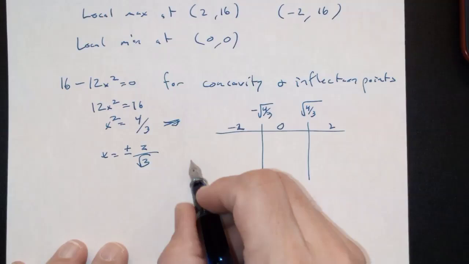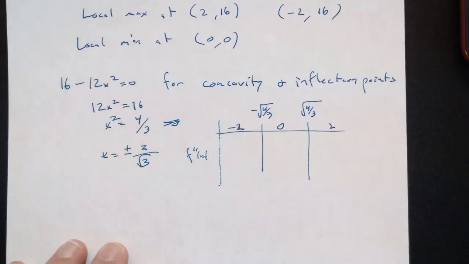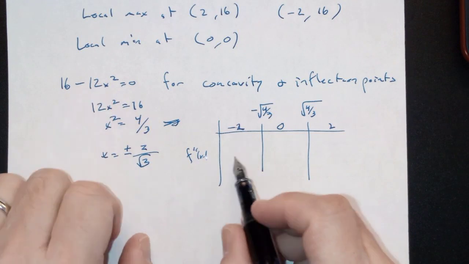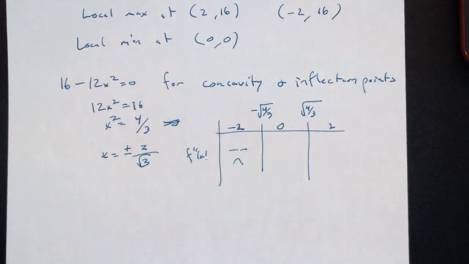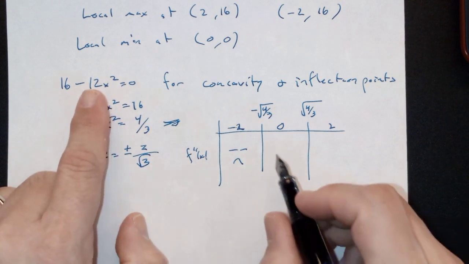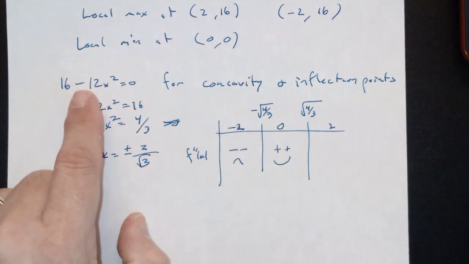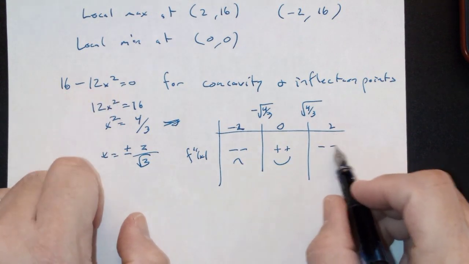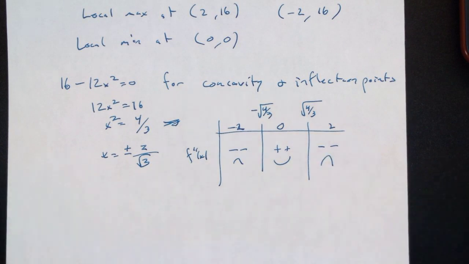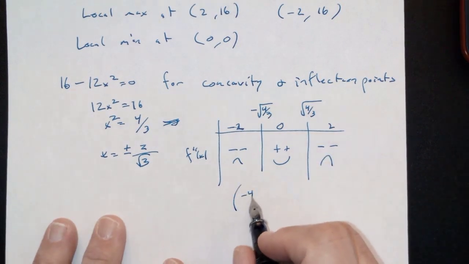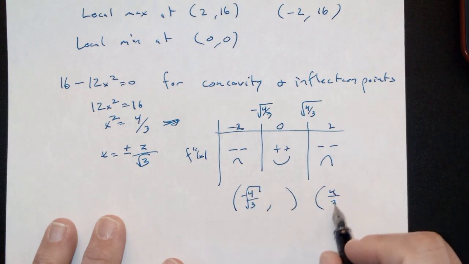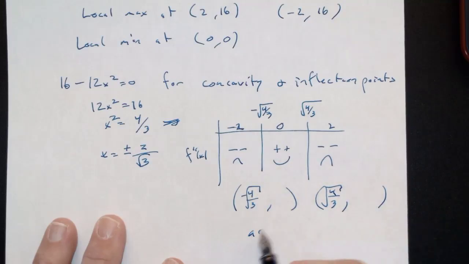And then I plug into f double prime of x. If I put -2 in here, I get 16 minus 48. That's negative. We're concave down. If I put in 0 here, I get 16. We're concave up. If I put in 2, 12 times 4 is 48. 16 minus 48 is a negative number. So both are points of inflection.